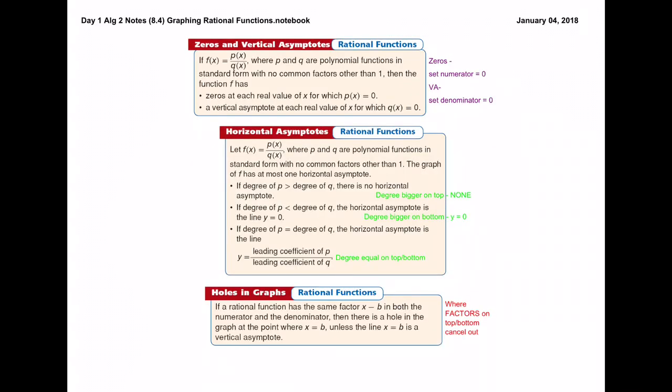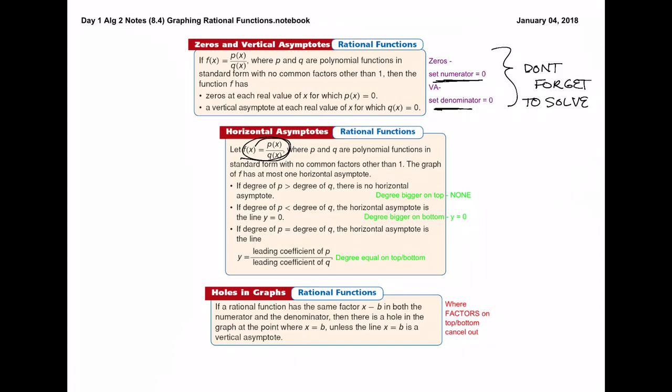So these are the rules to determine zeros, vertical asymptotes, horizontal asymptotes, and holes in the graph. So I've simplified over here in purple the rules for zeros and vertical asymptotes. What this is saying is, in order to find your zeros, you set the numerator equal to 0 and solve. In order to find your vertical asymptotes, you set the denominator equal to 0 and solve. So don't forget to solve to find those values.